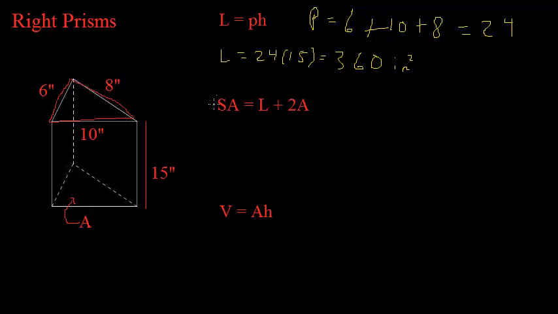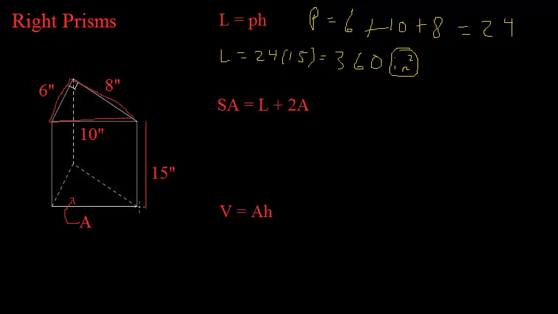For surface area, again, it's an area, so our units again will be squared. We are going to add our lateral surface area plus 2 times the area of our base. So to find the area of our base, we come over here and take a look at our base. The base down here is the same as the base up top. We need to find the height and base of the triangle here.